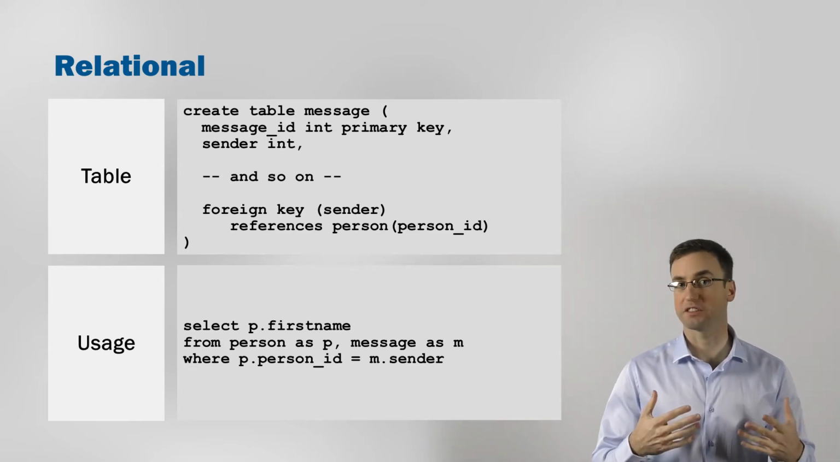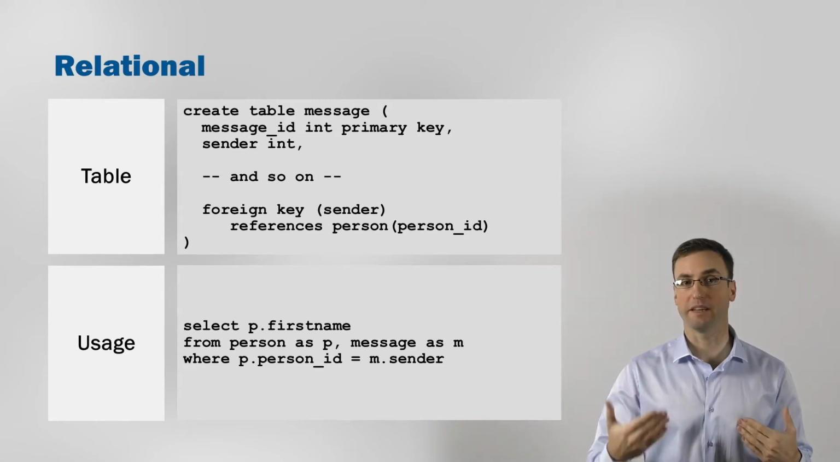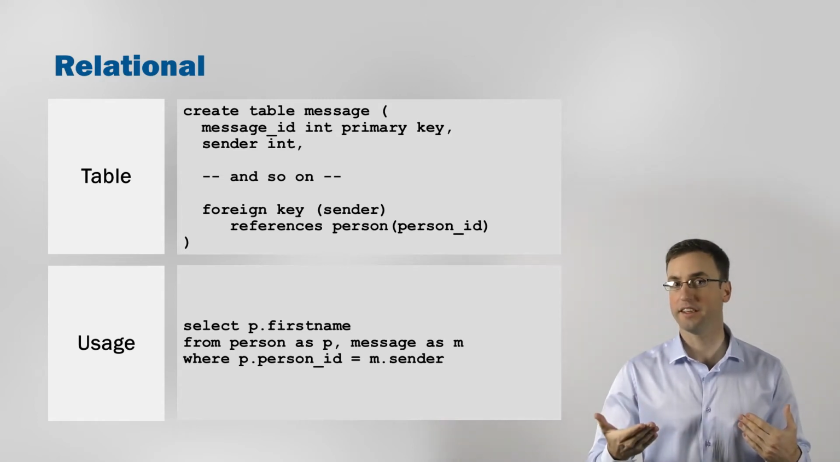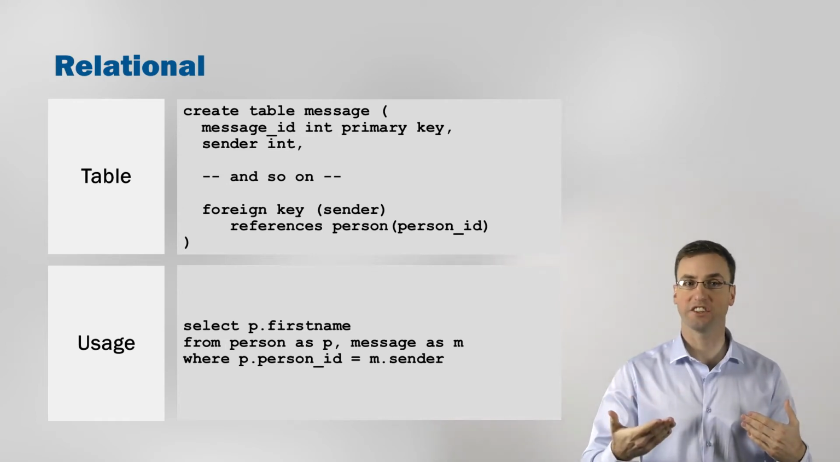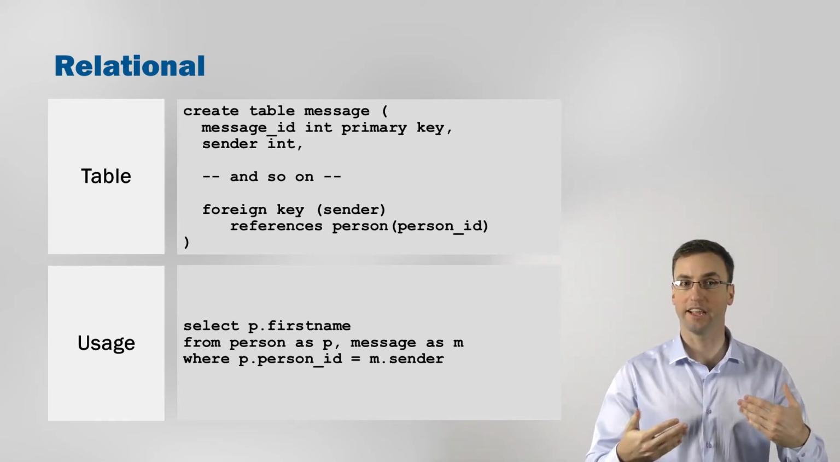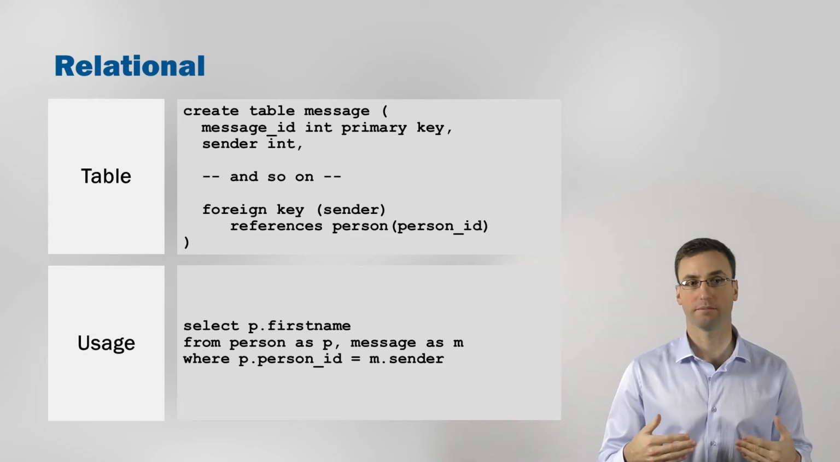In the relational database for a social network, you'd have a table called message with a column named sender that stores person ID numbers. If you want to get the details of senders, you just need to join the sender foreign key with the person primary key.